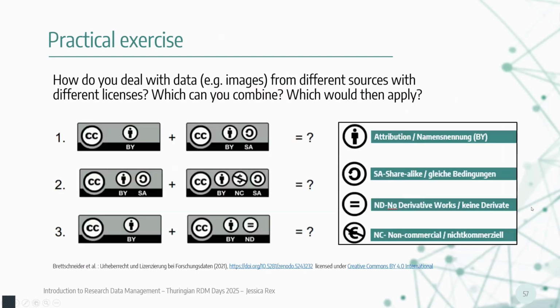Okay. I have a practical exercise for you right now. How do you deal with data? For example, let's say you have images from different sources with different licenses that you want to use in your research. Which of the images with the licenses can you combine down here? That's the first task. So which of the ones are you actually able to combine? One, two, or three? And which of the licenses would then apply?